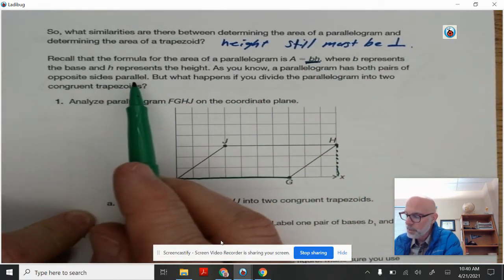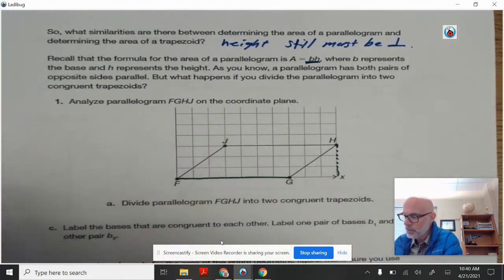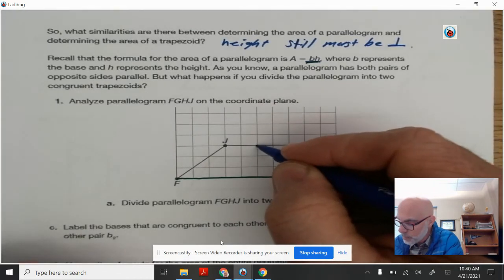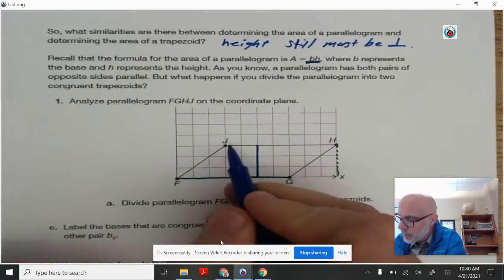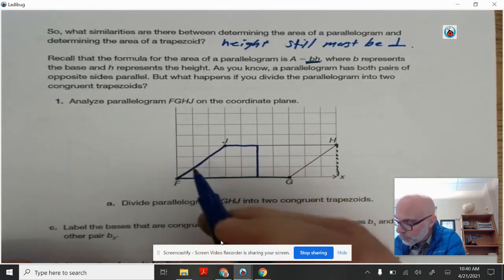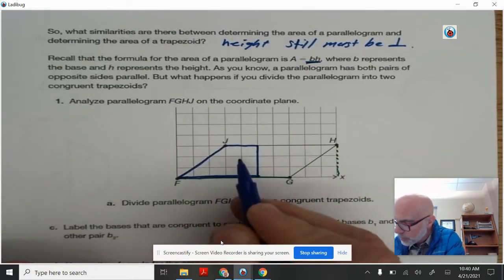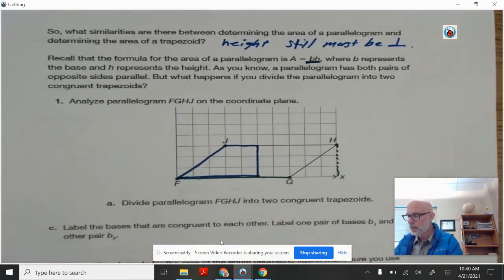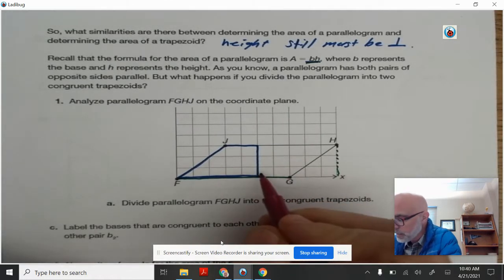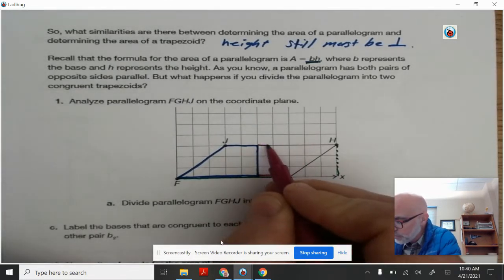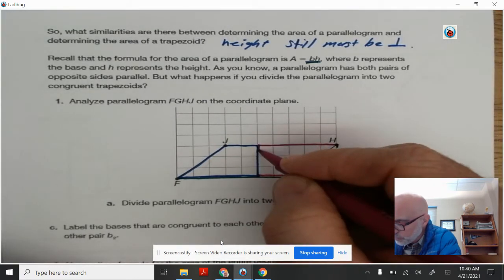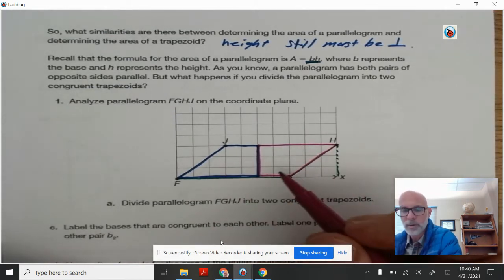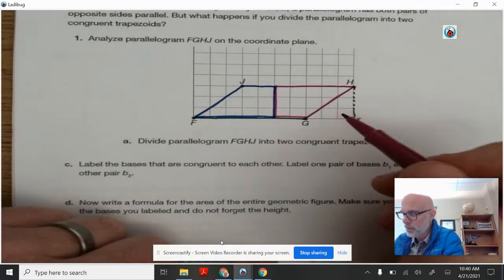A parallelogram has both pairs of opposite sides parallel, but what happens if you divide the parallelogram into two congruent trapezoids? So this is what's possible on these. I can find a point here in the middle and divide this into a trapezoid over here on the left, because these two sides are parallel, and these two sides are not. And then what's identical to this is flipped upside down on this side. So this one over here also is the exact same trapezoid. Basically this parallelogram is made of two congruent trapezoids.